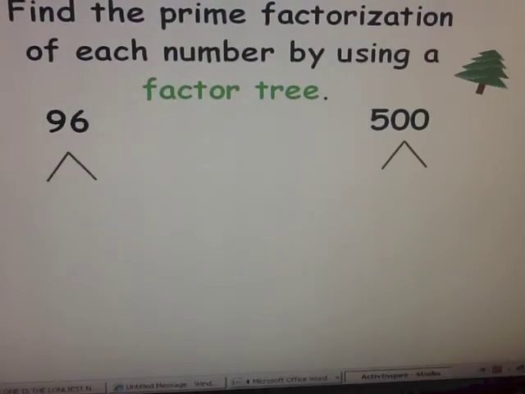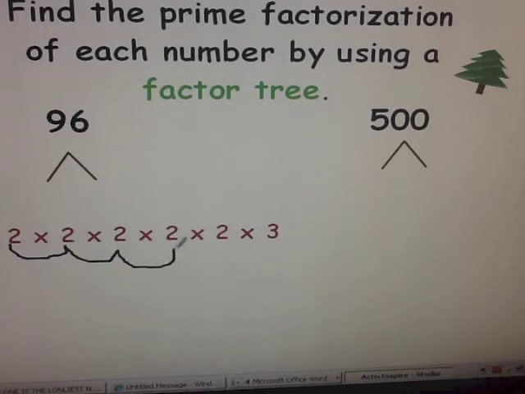Okay, let's check your answers. Prime factorization for 96. It doesn't matter which two factors you use as long as they multiply and give you 96 as a product. Your final answer should have been 2 times 2 times 2 times 2 times 2 times 3. We can check our answer by multiplying it out. 2 times 2 is 4, times 2 is 8, times 2 is 16, times 2 is 32, times 3 is 96. That is the correct prime factorization.